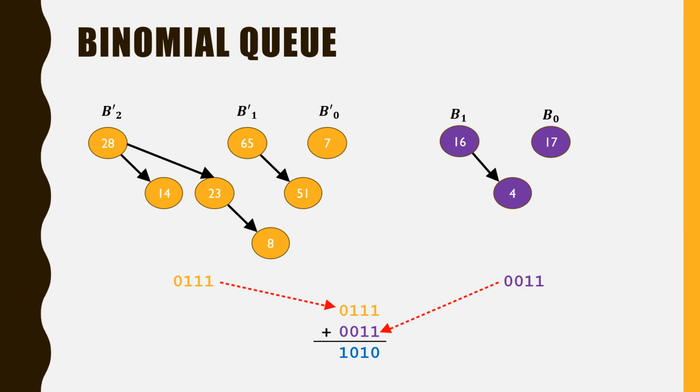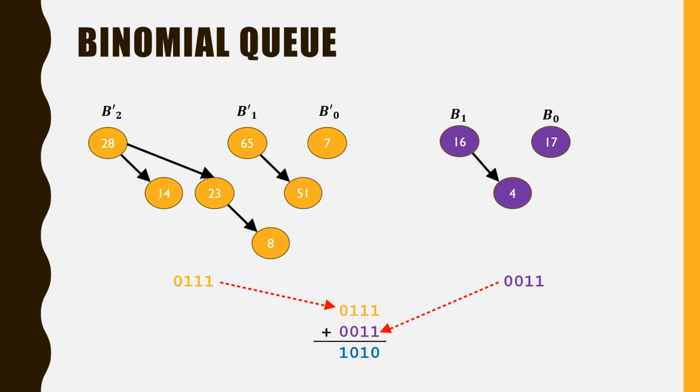To add the two binary representations, we start by adding the digits at the least significant positions and iteratively move to the more significant positions. This process mirrors the binomial queue merge operation, where smaller binomial trees of the same height are merged first, followed by the merging of larger ones. In this example, the sum of the binary representations 0, 1, 1, 1 and 0, 0, 1, 1 is 1, 0, 1, 0, with ones in the first and the third positions.